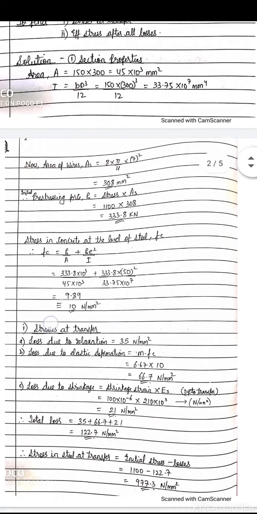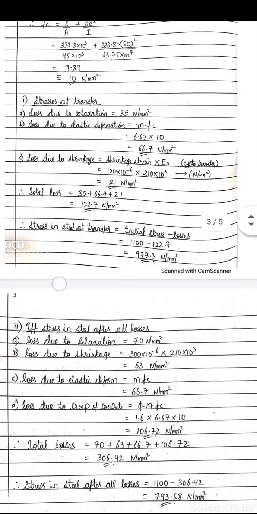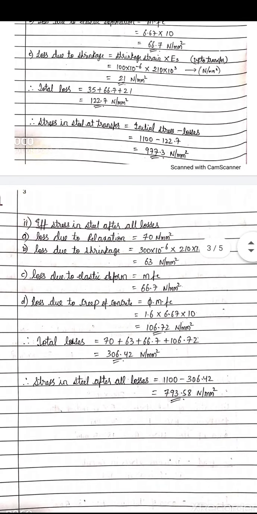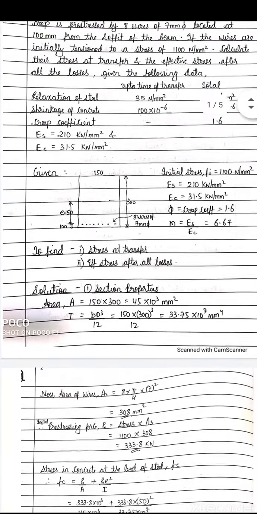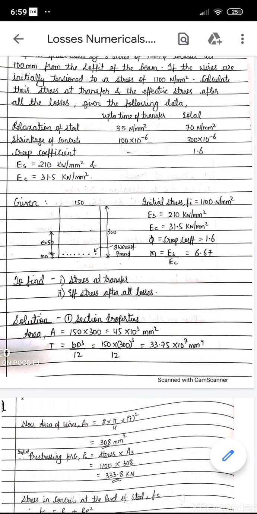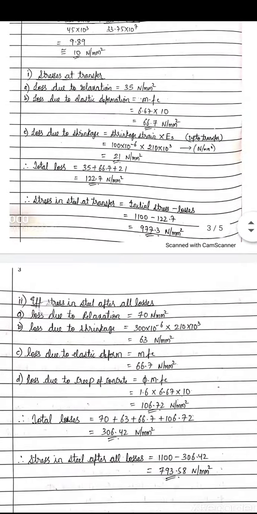So I hope you understood the first part of the question. Now we'll find out the second part of the question. For the second part, we have to find out the effective stress in steel after all the losses. For this, we will take the data which is given in the question. I'll just show. As you can see here, loss due to relaxation total is 70. Similarly, shrinkage of concrete, we have 300 into 10 raised to minus 6, and creep coefficient as 1.6. So we'll use that data.